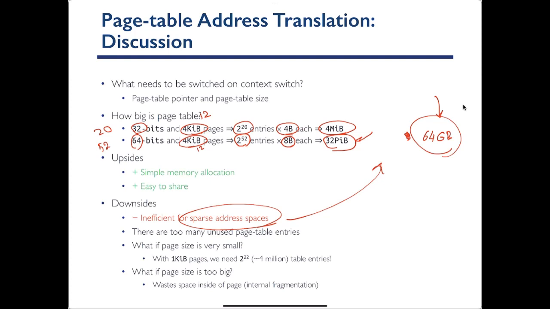Now, one thing that you could do to maybe resolve this issue is to make your pages bigger. Instead of 4 kilobyte pages, you might have, I don't know, 1 megabyte pages. That could reduce the number of virtual pages that you have, but it's not going to address the actual issue.